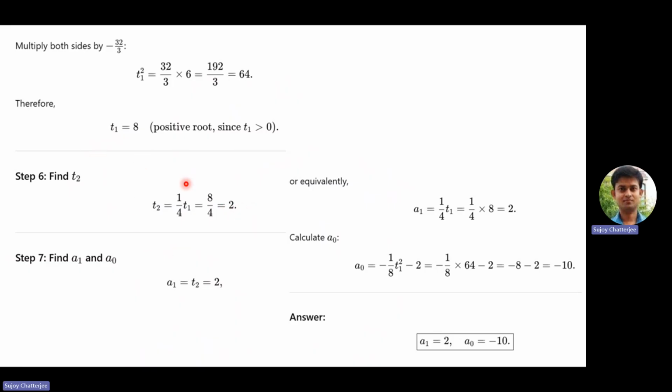So now we are in a position to find the coefficients a1 and a0. a1 is equal to t2, which is 2, and equivalently a1 is equal to 1 by 4 t, which is 1 by 4 into 8, so a1 is 2. Now calculate a0. a0 is minus 1 by 8 t1 square minus 2, which is equal to minus 64 by 8 minus 2, which is finally 8 minus 2, which is minus 10. So minus 10 is the answer, Kaustav, to your question. So the final answer is a1 is equal to 2 and a0 is equal to minus 10.